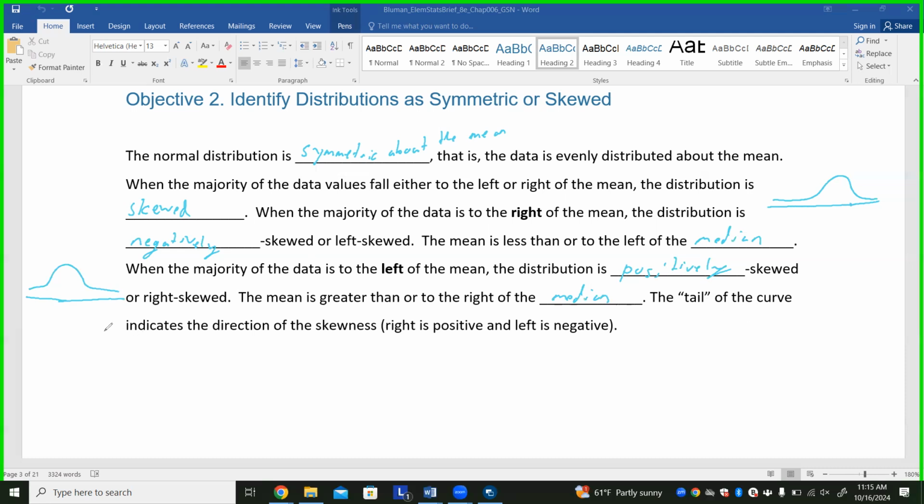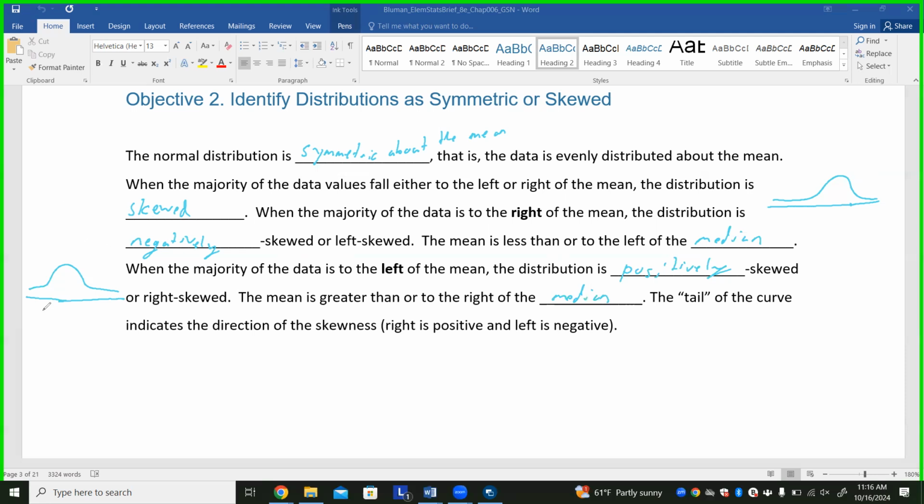The tail of the curve indicates the direction of the skewness. So right is positive and left is negative. If I have a tail on the left, then we know it's going to be negative. If I have a tail on the right, then I know it's going to be positive. And we've seen this in chapter 1. I think we saw it again in chapter 3 or 4. So this just kind of keeps coming back.